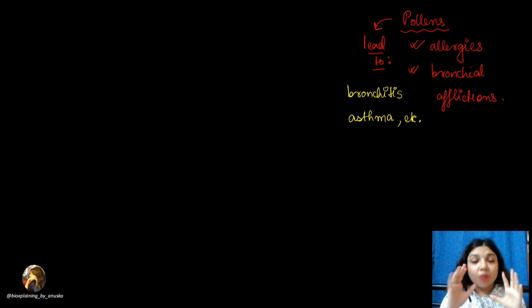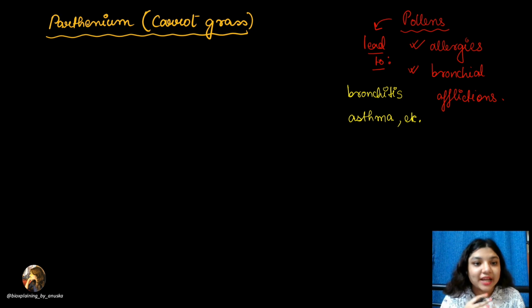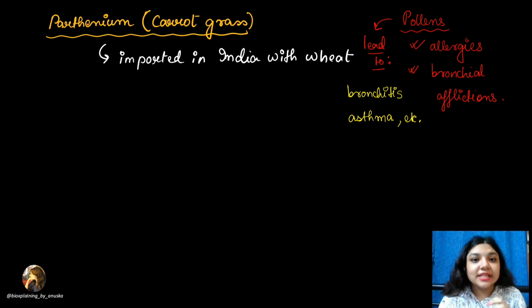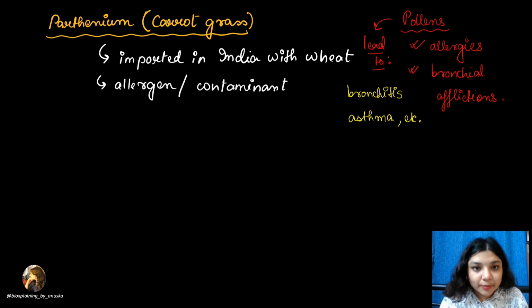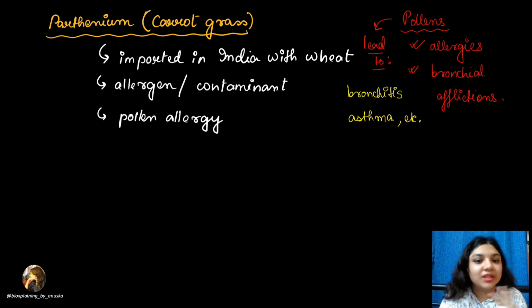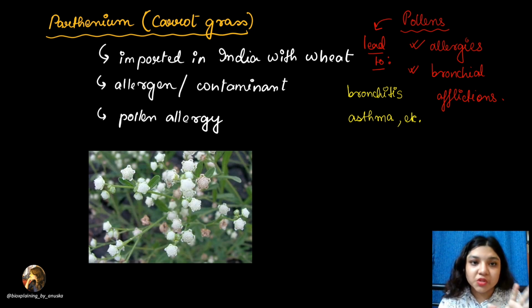Okay. One thing that we have to mention here is about Parthenium or carrot grass, right? So Parthenium or carrot grass, this came to India with wheat. It was imported to India along with wheat, right? What happened was this Parthenium served as an allergen or a contaminant. So it became ubiquitous in occurrence and it caused pollen allergy. So this is just the image of the Parthenium or carrot grass.